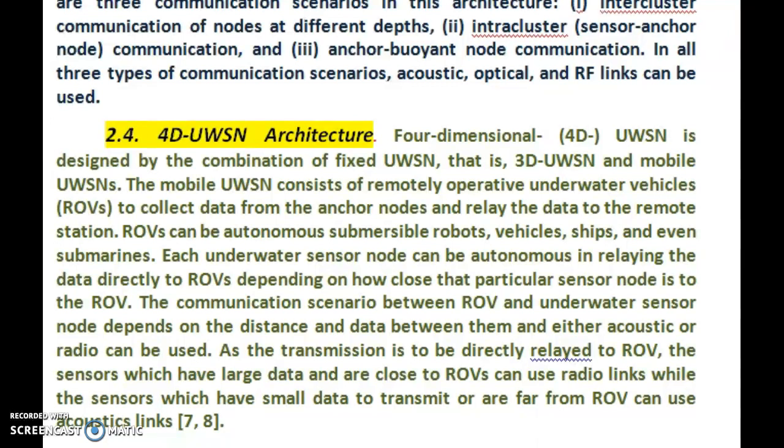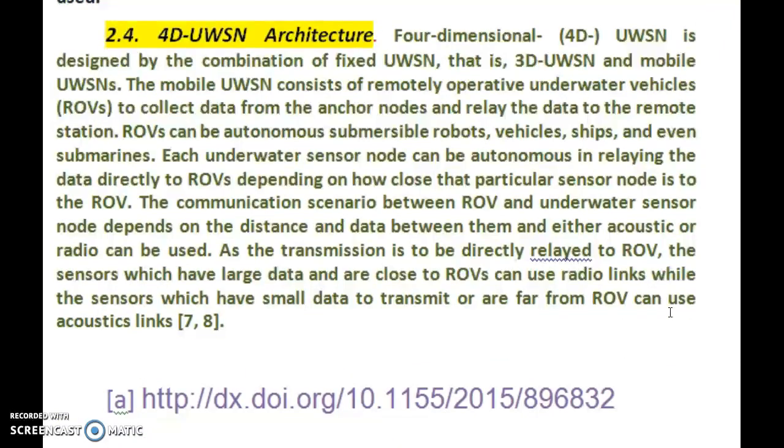The communication scenario between the ROV and the underwater sensor nodes depends on the distance and the data between them, and either acoustic or radio can be used. As the transmission is to be directly relayed to the ROV, the sensors which have large data or are close to the ROVs can use radio links, while the sensors which have small data to transmit or are far from the ROVs can use acoustic links.